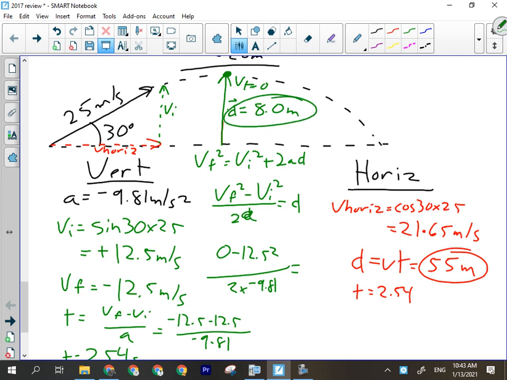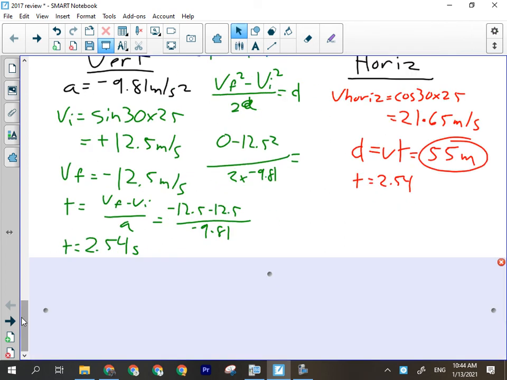Hopefully that's ringing a bell. That's exactly the kind of thing I would ask on a final exam, say on the first question in the written response. That's what's in Unit 1. That's what's in the Kinematics Unit.